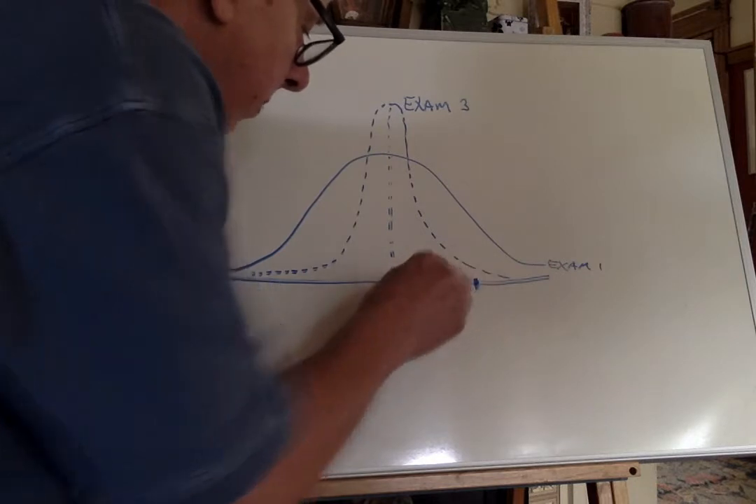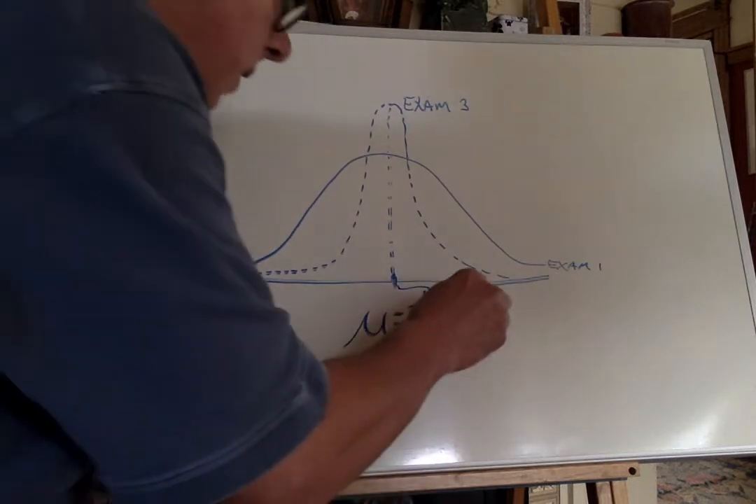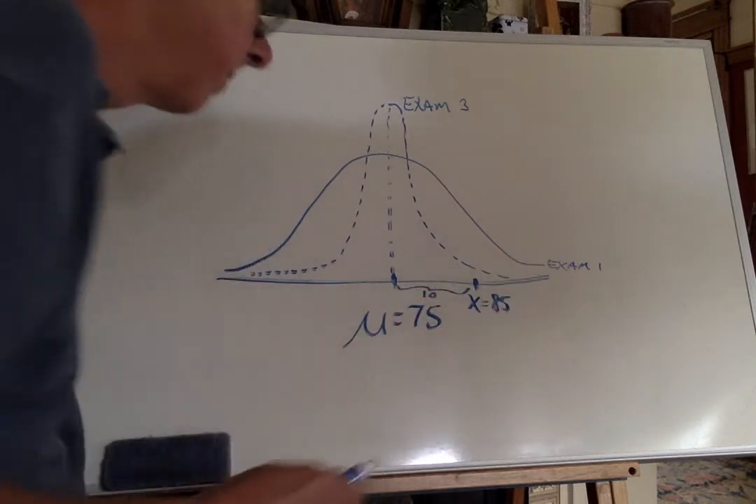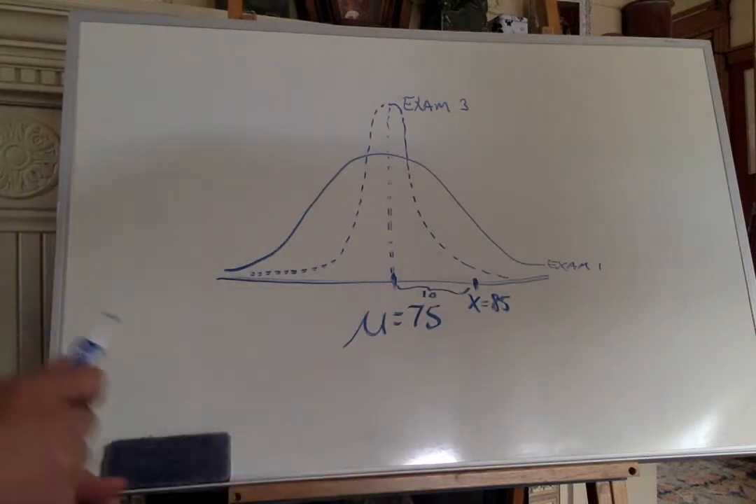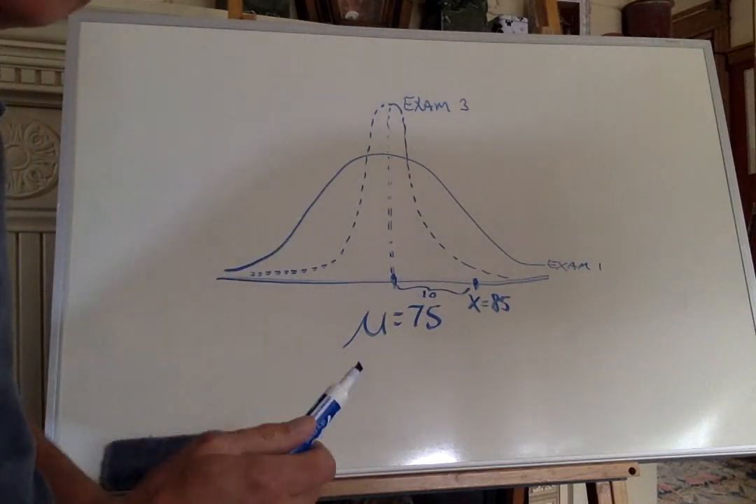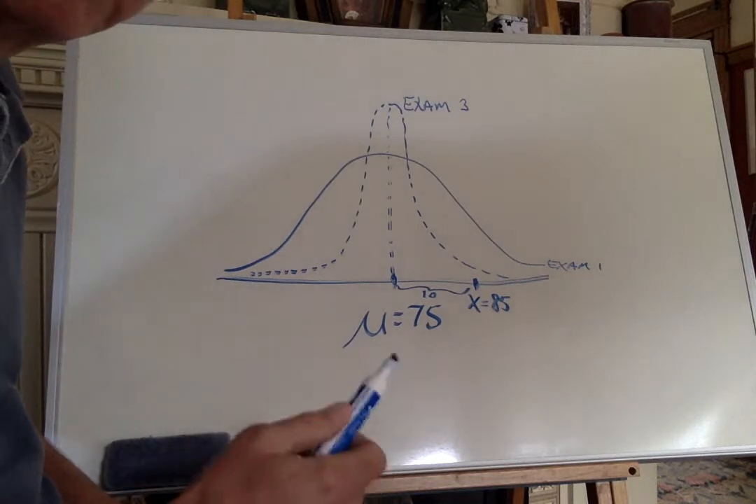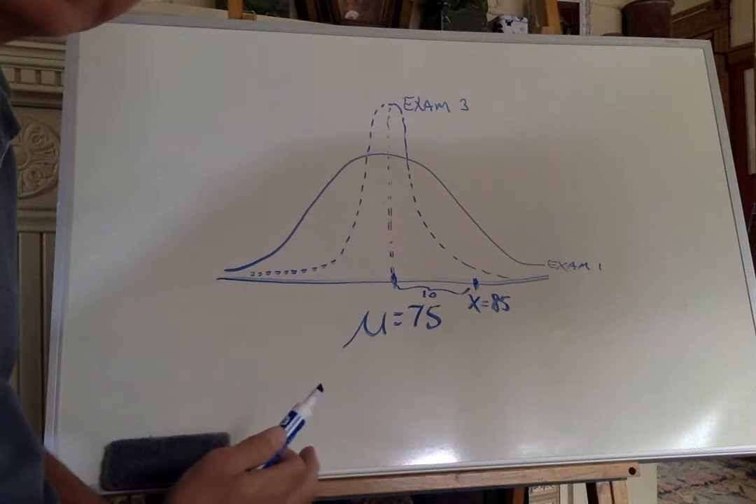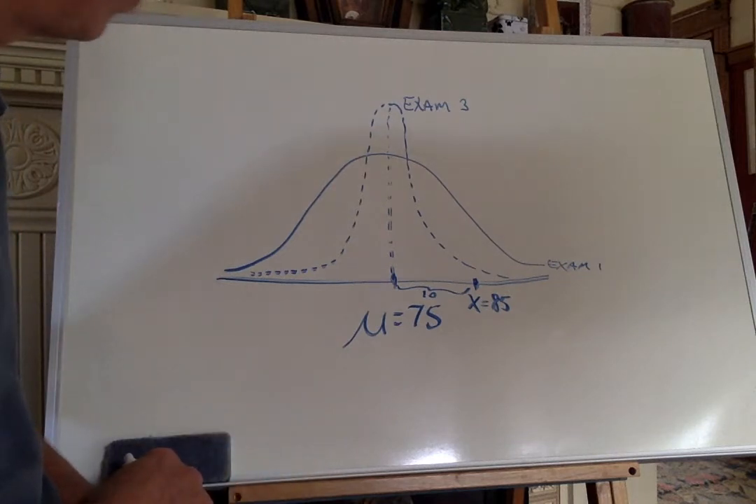This is 10 points above the mean, right? So let's say this is an x value of 85. Okay, so we're going to assess how well you did. Now, for both exams, you're 10 points above the mean. Good job, okay? You're above average. But does that 10 points mean something different for exam 1 as exam 2? And the answer is yes, it does mean something different.